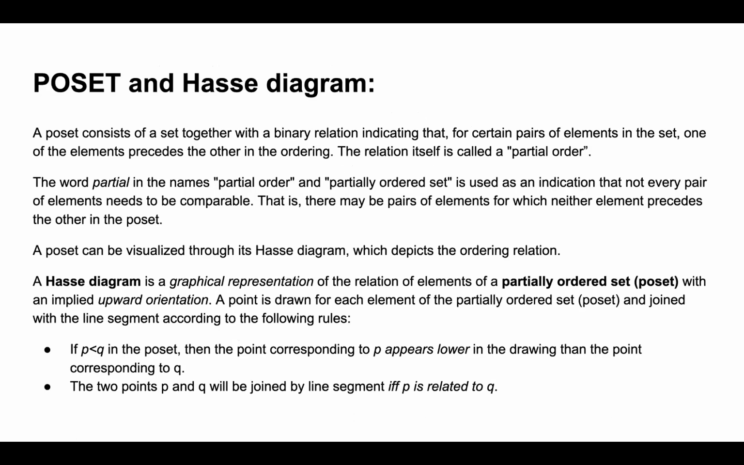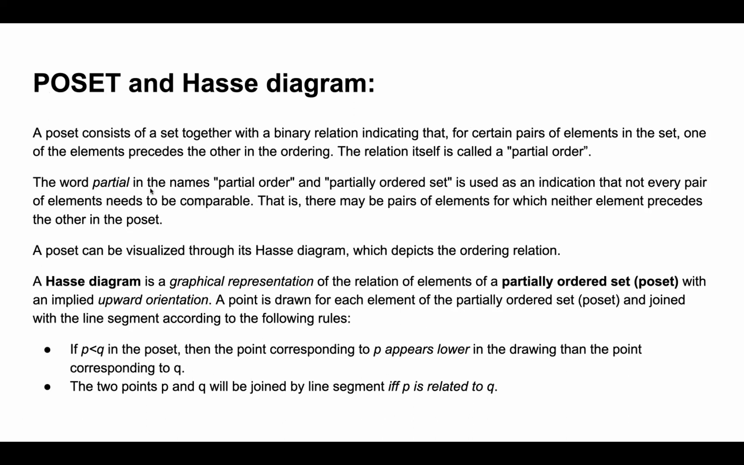Okay, this is the last bit of this unit, that is relations: poset and Hasse diagram. What is a poset? We can say a poset consists of a set together with a binary relation indicating that for certain pairs of elements in the set, one of the elements precedes the other in the ordering. The relation itself is called a partial order. So the name here is partially ordered set. Okay, poset means partially ordered set.